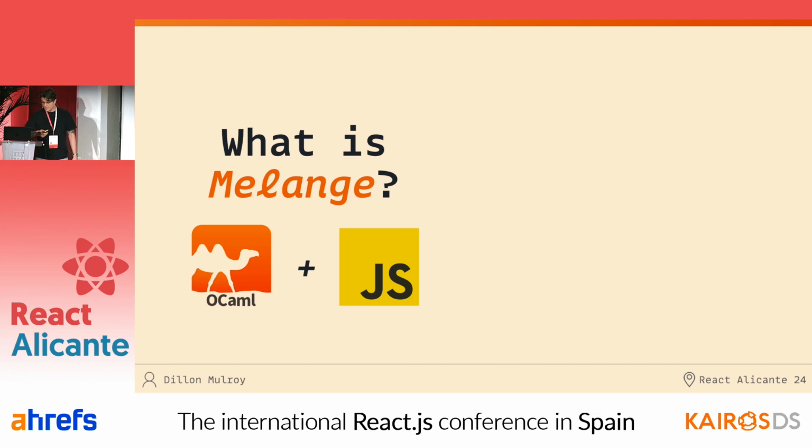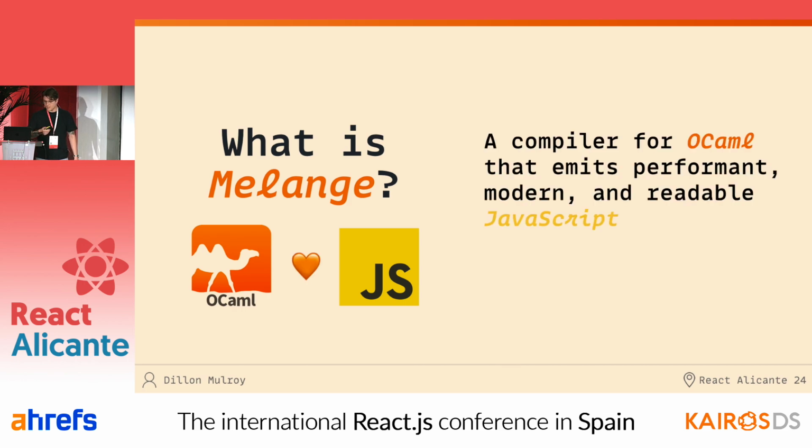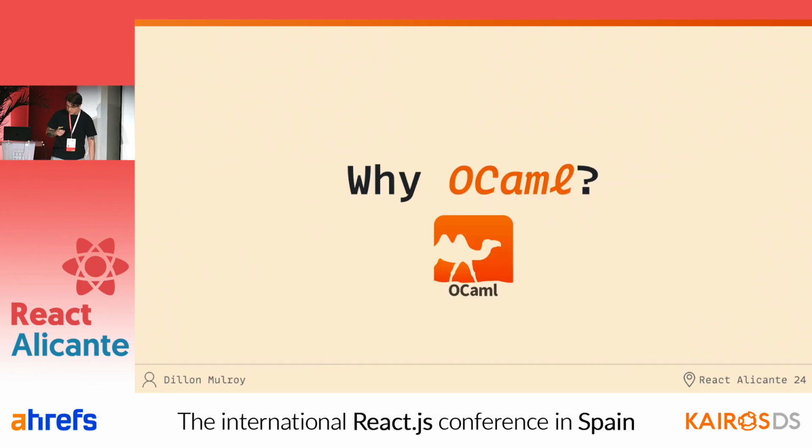So really, what is Melange? Melange is a compiler for OCaml that emits performant, modern, and readable JavaScript. And let's dive into why OCaml now. Now that we have an idea of this compiler that can compile OCaml code down to JavaScript, and the foundations of what OCaml is at a high level.